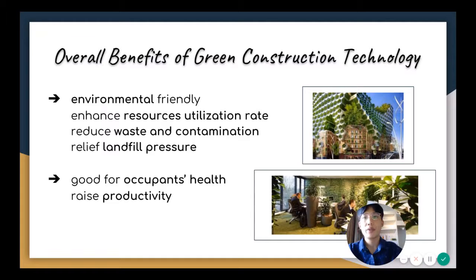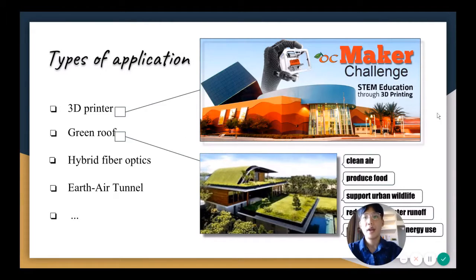Moreover, green building is also good for occupants' health and can raise productivity. Overall, green building can improve sustainability significantly and push forward economic and social development, which solve the difficulties taught in the background parts. In addition, there are various types of application of the green building technology that work in different forms. In previous parts, we detailed the 3D printer and the green roof.